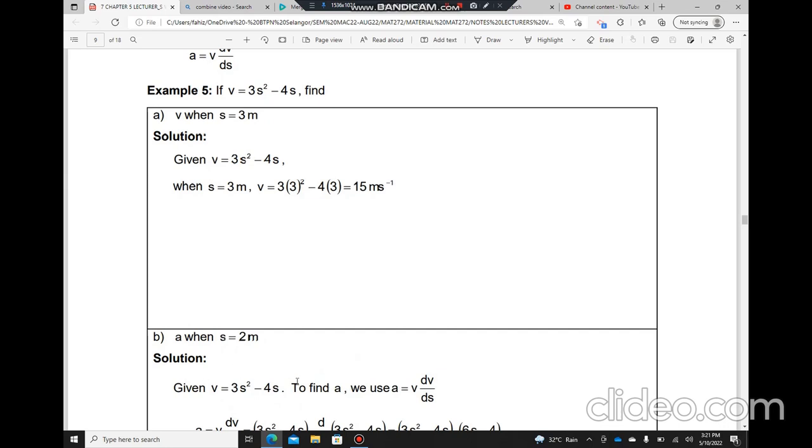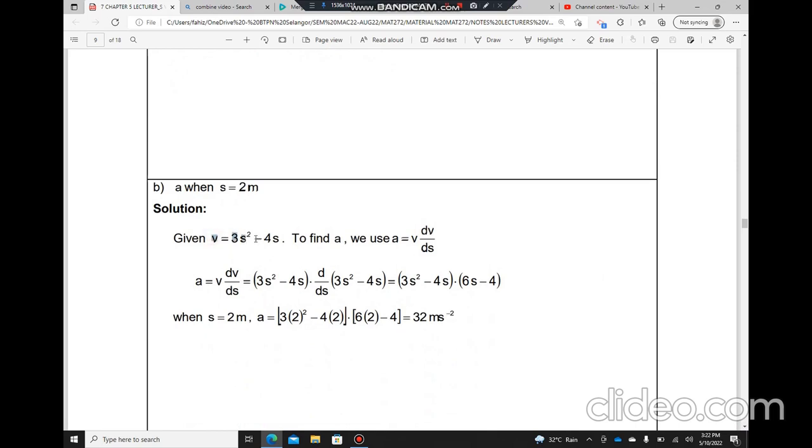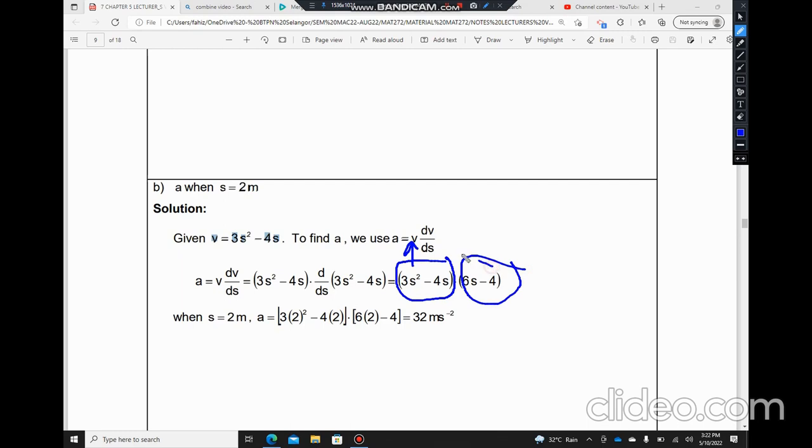Sebab biasa kalau dia bagi T, awak terus dapat A equals to dv dt. But this one dalam sebutan S kan. So macam mana awak nak dapatkan dv dt sebab dia dalam sebutan S. So maknanya kita akan cari dv ds. So we need to use a new relationship which is A equals to V dv ds. Okay. So just differentiate V with respect to s. So 3s square you get 6s and then 4s you get 4. So multiply by V. Maksudnya dekat sini, kalau tengok kat sini, yang ni adalah nilai V. And then this one 6s minus 4, yang ni adalah dv ds.